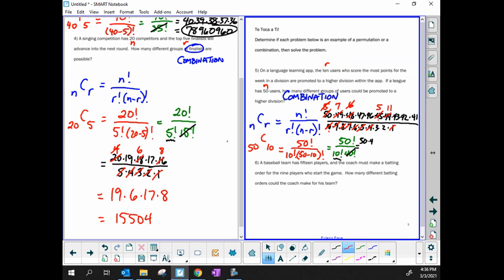Does 3 go into any of the numbers on top? Yeah, 3 goes into 42. So if you do 42 divided by 3, you get 14. Then does 2 go into any of the numbers on top? Yeah, 2 goes into 46. 46 divided by 2 is 23.